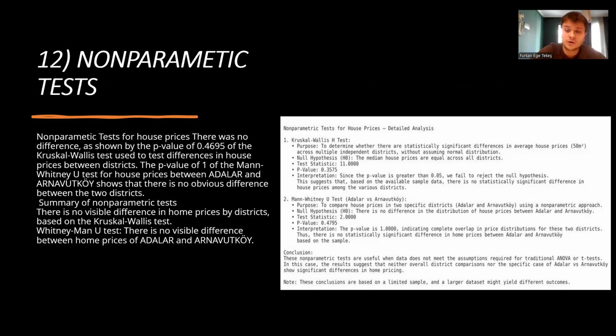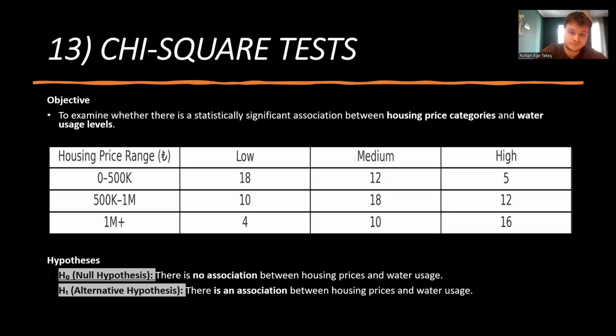Non-parametric tests were used to compare house prices across districts. The Kruskal-Wallis test and the Mann-Whitney U-test both showed no significant difference in prices.